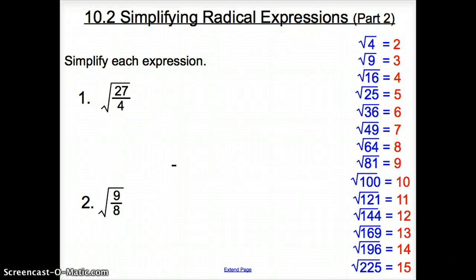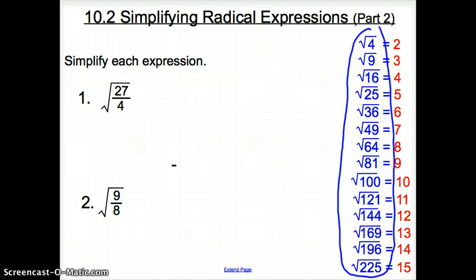Ladies and gentlemen, welcome to section 10.2, Simplifying Radical Expressions, part 2. Yesterday we learned how to take perfect squares out of numbers. Please remember that these blue numbers are the perfect squares that we are going to be working with today. So let's jump right into number 1.